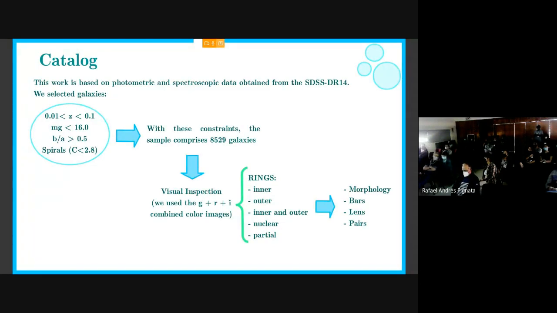Then, if galaxies present ring structures, other features are taken into account, such as morphological types, bars, considering different intensities as strong, intermediate, and low bars, length, and pair companions with and without interaction. You can see that this catalog has taken into account a lot of galactic characteristics.